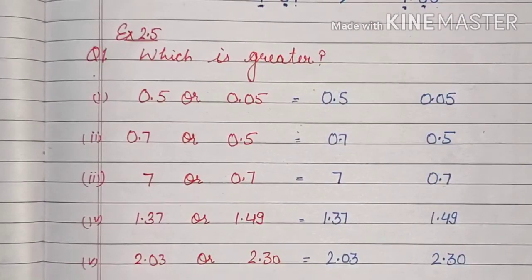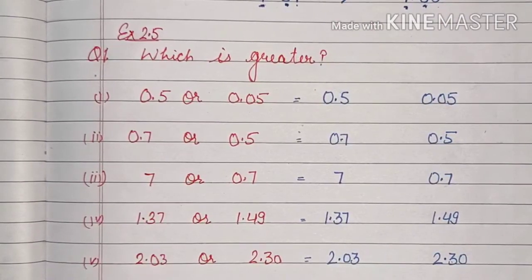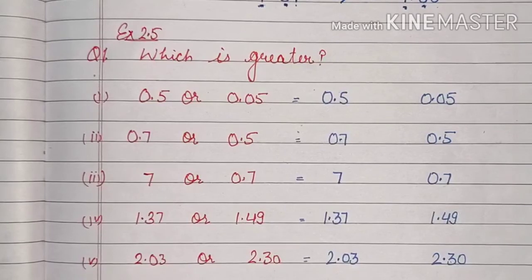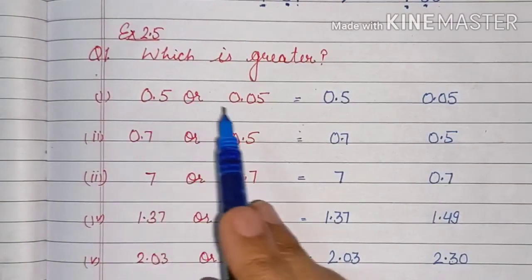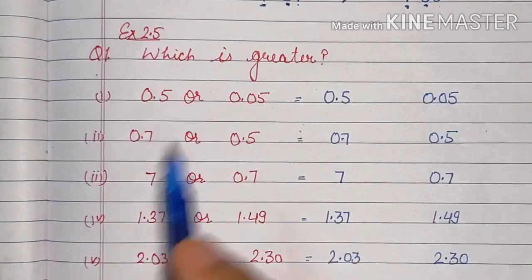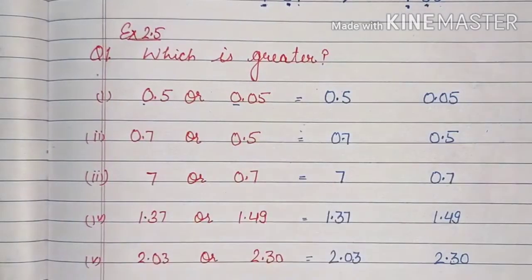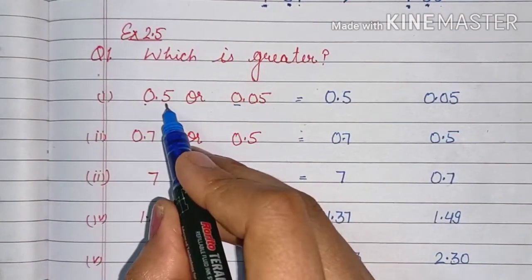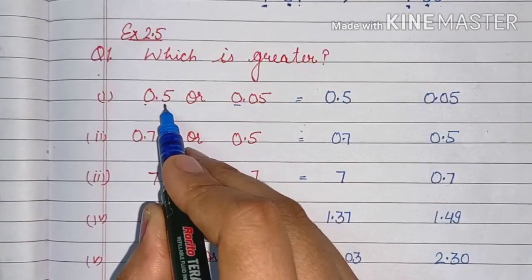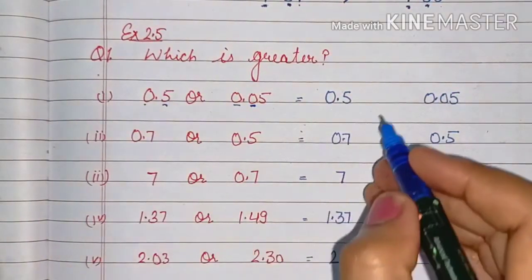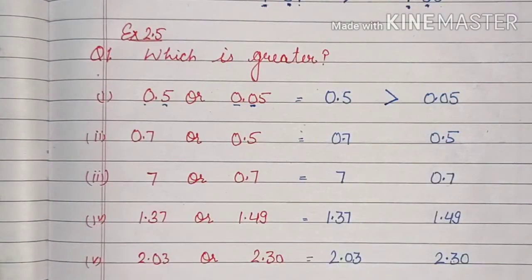Let's see now question number 1 of exercise 2.5. It is given, which is greater. So here we are to compare these decimal numbers. Let's see the first part. Here 0.5 or 0.05. We are to check which is greater. First we will compare the digit which is at the left side of the decimal. It is 0, same. Then we will check the digit after the decimal, that is at the tenth place. Here 5 and here is 0. Obviously 5 is greater. Therefore 0.5 is greater than 0.05.